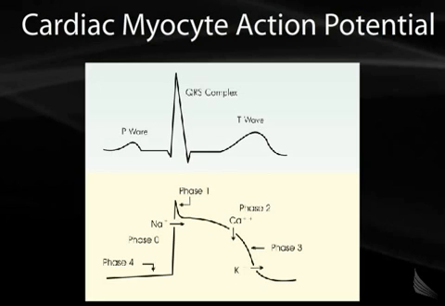Different antiarrhythmics work on different components of the cardiac myocyte action potential. We see here that the QRS complex, which is representative of ventricular depolarization, occurs during the depolarization phase, whereas the T wave, which is responsible for repolarization, occurs during repolarization on the cardiac action potential.